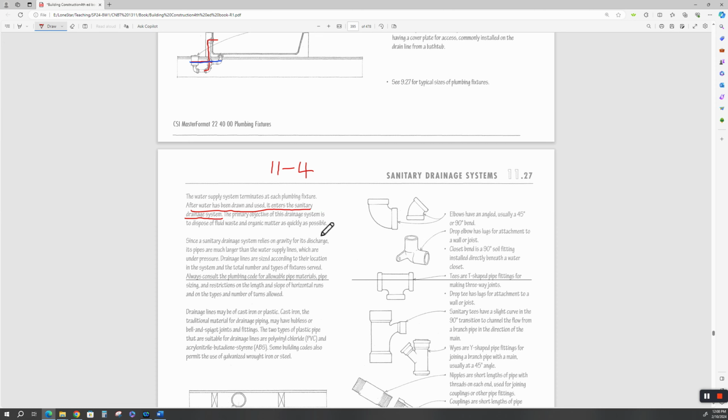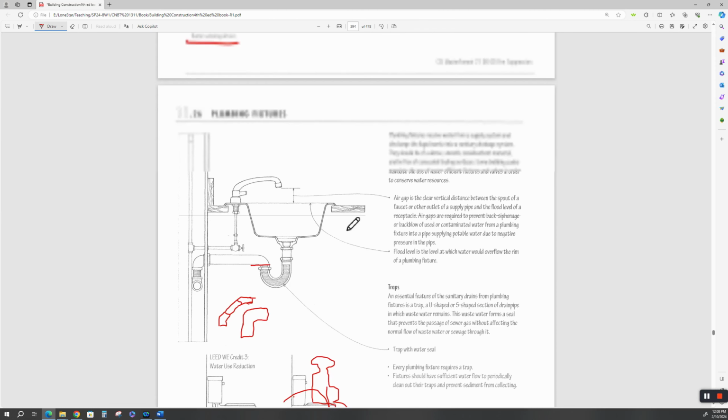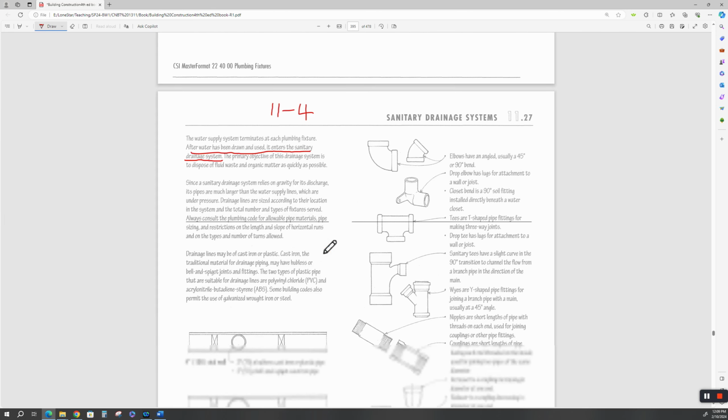Okay, coming out of the spigot, this is potable water. As soon as it leaves the spigot, as soon as it clears that spigot, it is considered non-potable, and it must be treated. Doesn't matter what you did with it. It's non-potable or potable. And it goes to the sewer system. All right. So, it's disposed of as fluid waste and organic matter as quickly as possible.